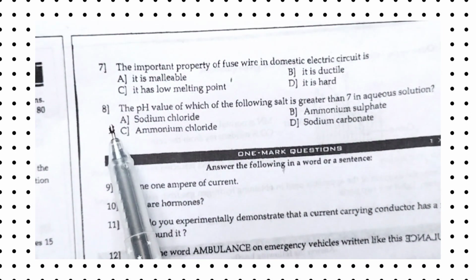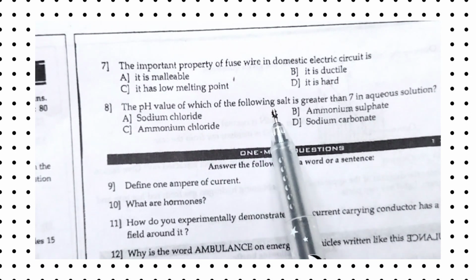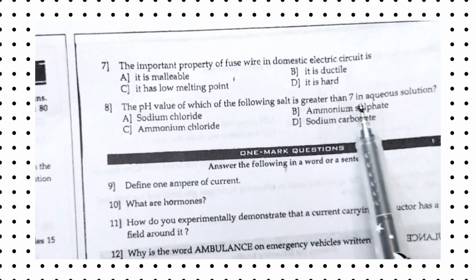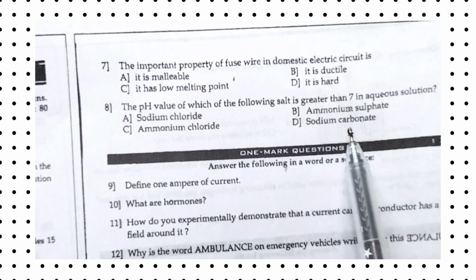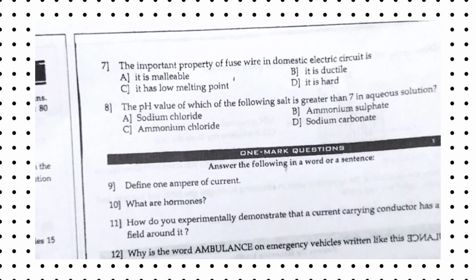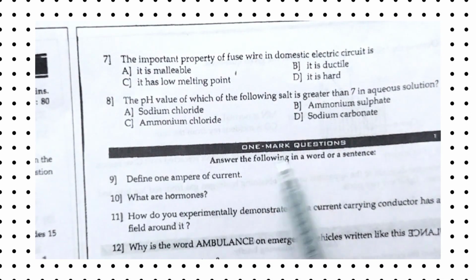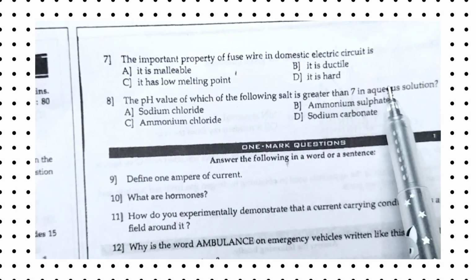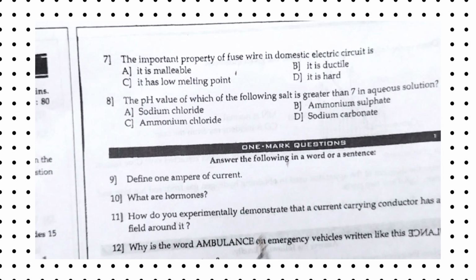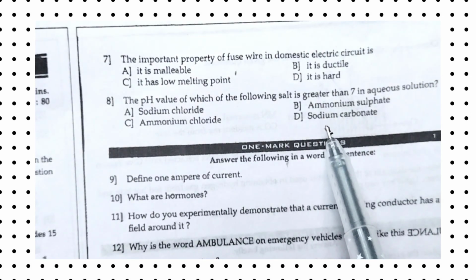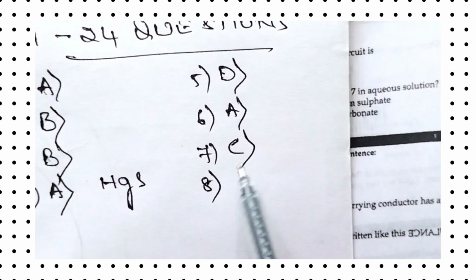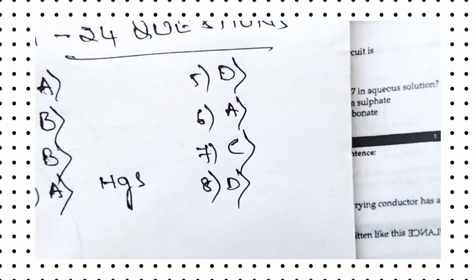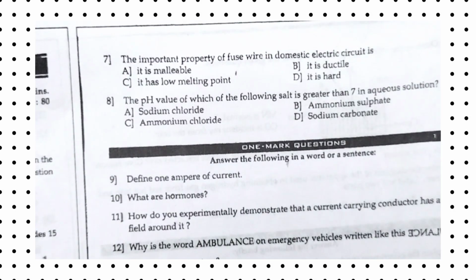Then coming to the eighth question, the pH value of the following salt is greater than 7 in aqueous solution: sodium chloride, ammonium sulfate, ammonium chloride, sodium carbonate. The question says more than 7, which means it must be basic. So the right answer is option D, sodium carbonate.